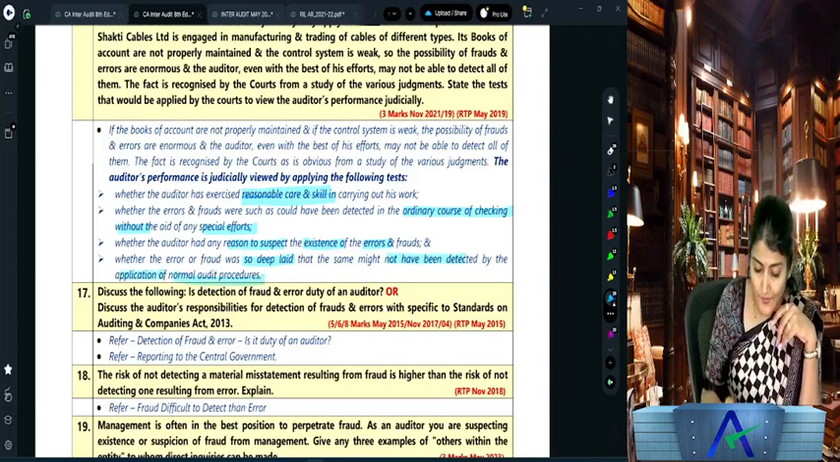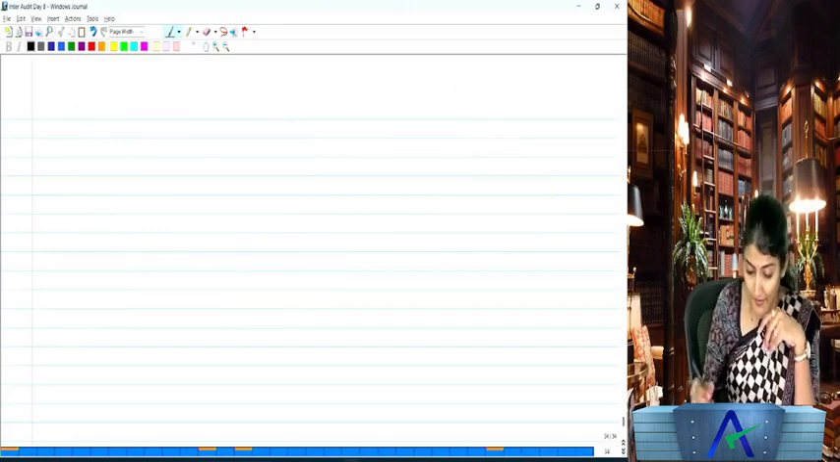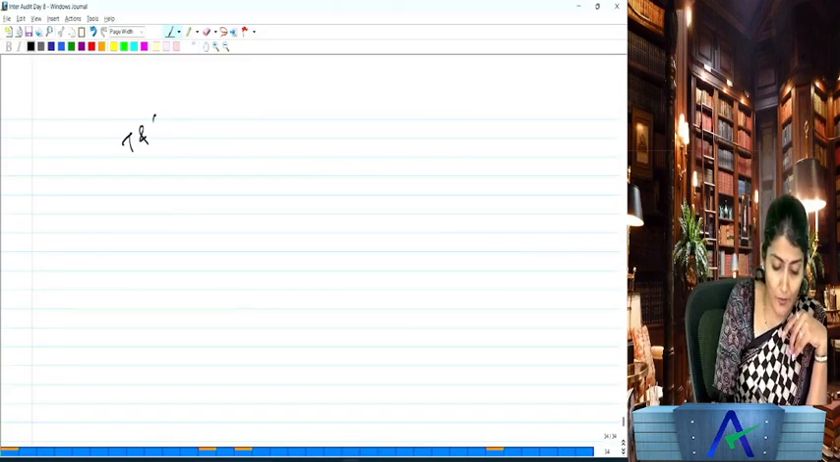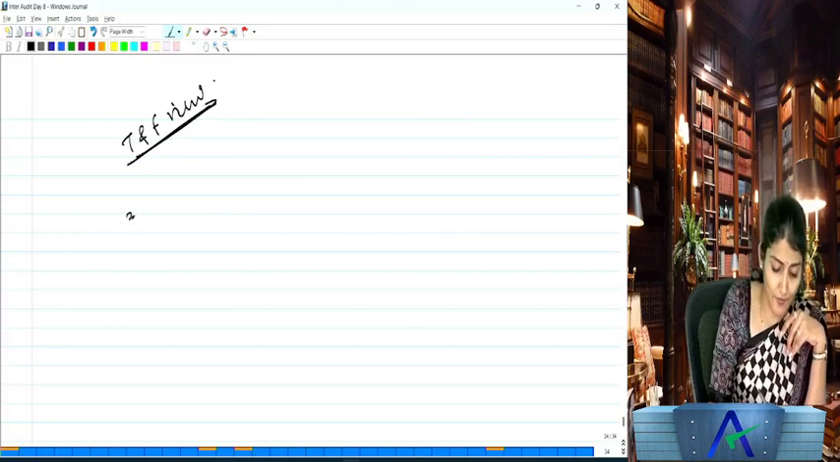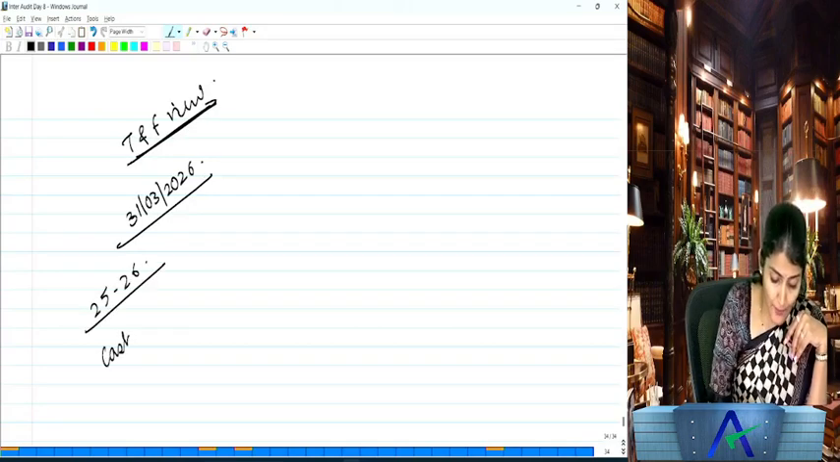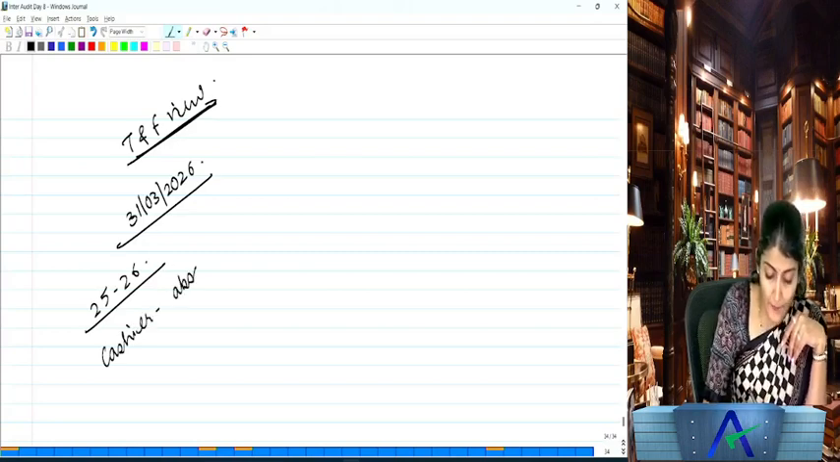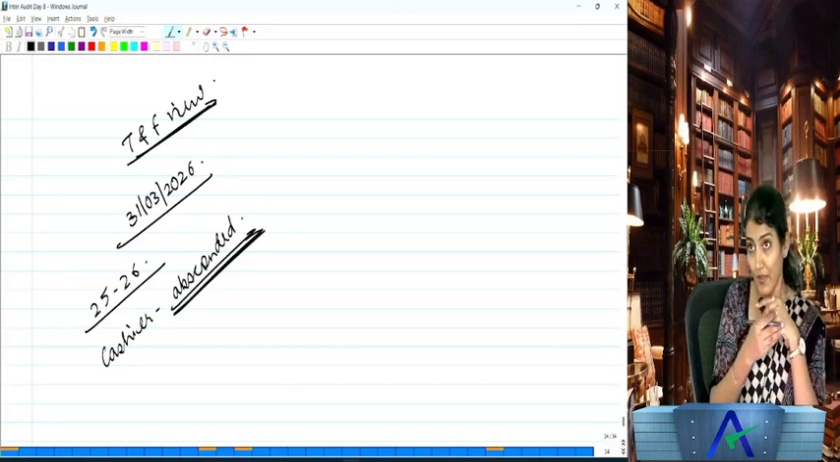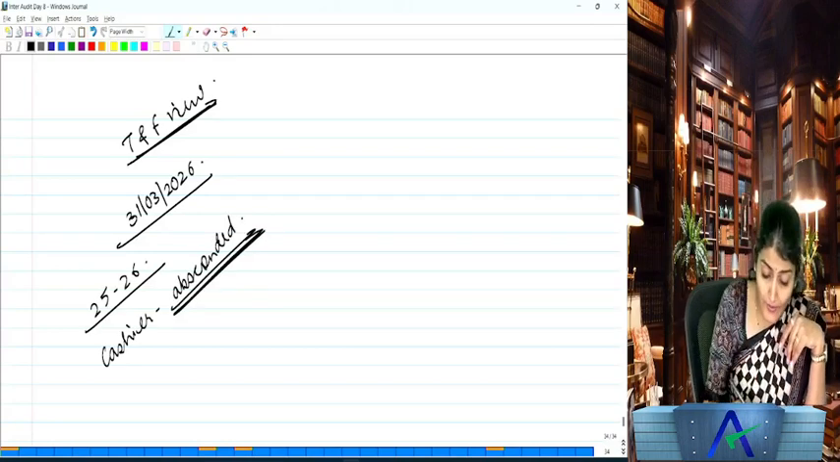Like, in CA Final, there is a case study where the auditor did the audit and expressed an opinion on the true and fair view, say for the year ended 31st March 2026. However, during the year, between 25-26, the cashier of the company had absconded. Absconded, that means he ran away. Right, he ran away. And now what did our auditor do? He did not check the cash book.